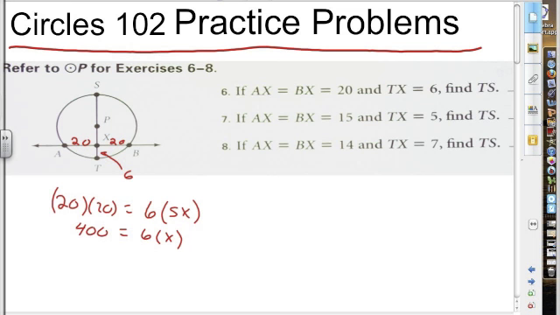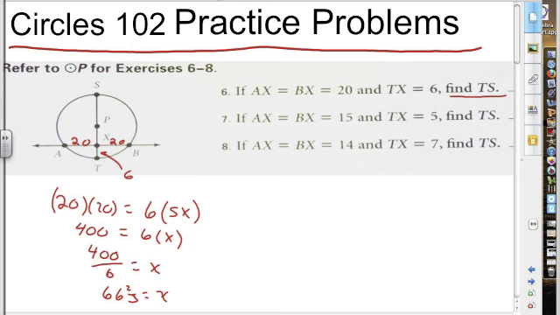20 times 20 is 400, and I get 6 times, I'm just going to call it X for now. So 400 equals 6X, so 400 divided by 6 is X. Well, 400 divided by 6 is a pretty large number, so to speak. It's 66 2/3.